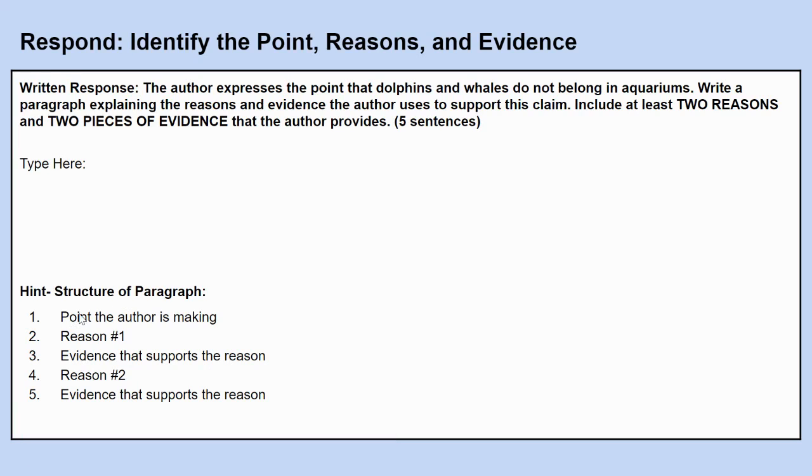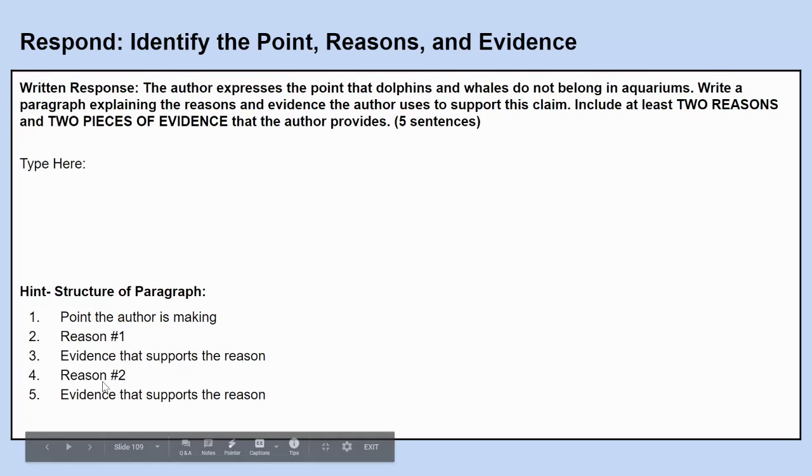Your first sentence is the point the author is making. That point is up here. Dolphins and whales do not belong in aquariums. That will be your first sentence. You'll then go back to your passage and find a reason to support that point and evidence, and then a second reason and evidence to support that point.